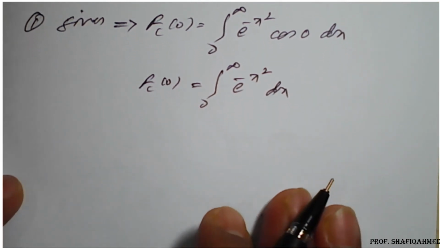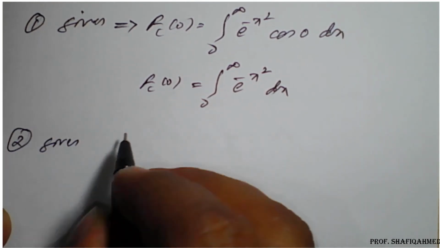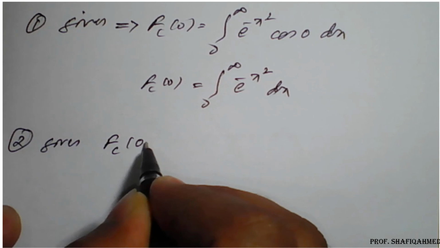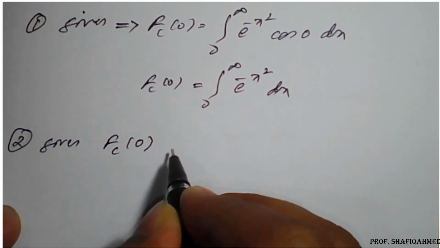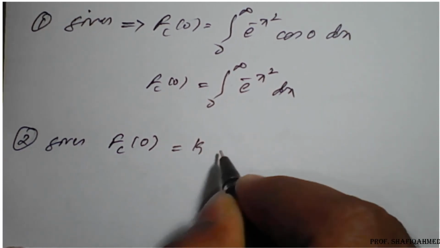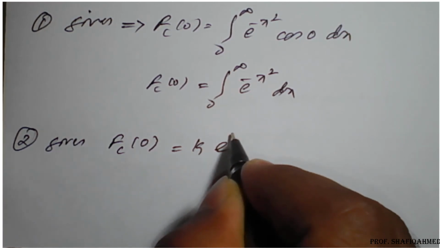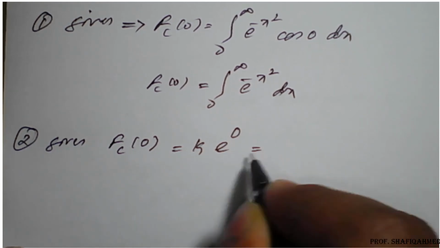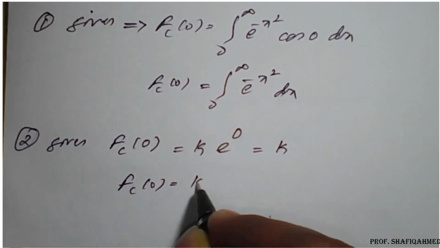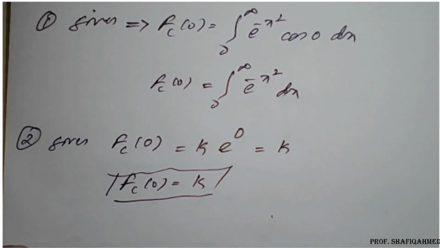Similarly, if you put u is equal to 0 in equation 2, it gives f_c(0) is equal to k times e raised to minus u square upon 4, it will become e raised to 0. So e raised to 0 is 1, that is k. So therefore I can say that f_c(0) is equal to k in equation number 2.